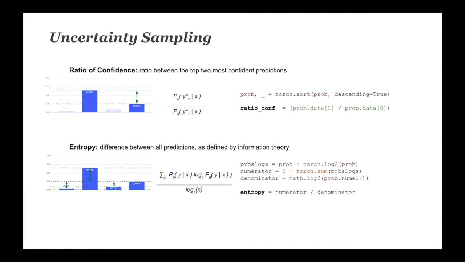Related to margin of confidence, ratio of confidence looks at the ratio between the top 2 most confident predictions rather than the difference. And we don't need to normalize this because the smaller of the 2 divided by the larger of the 2 is already in a 0 to 1 range. This is actually more mathematically well motivated than taking the difference.